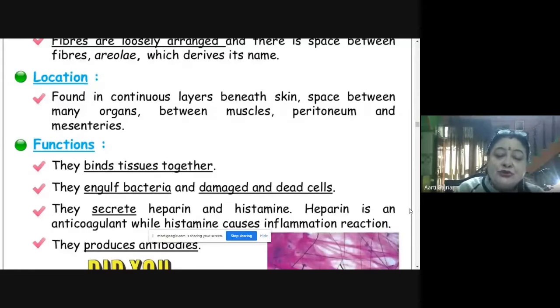Now they produce antibodies. Antibodies are the special proteins which are formed in our body in response to the antigens. Antigens are the foreign bodies.